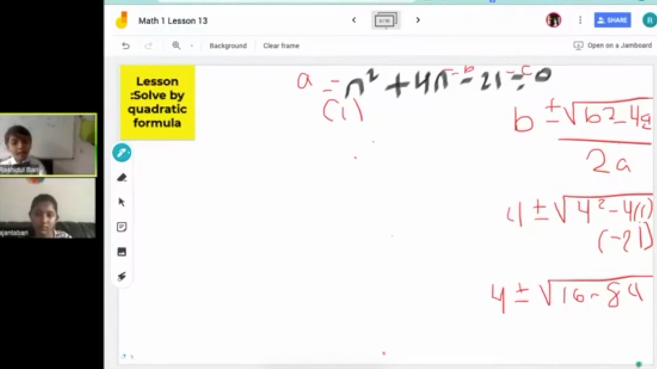But then that would give you a negative square root. So what do you do? So then we do 16 minus 84. That would give you negative 68. But first of all, 68 isn't a perfect square. And second of all, 16 minus 84 will give you a negative square root, which we can't deal with. So what can you do?